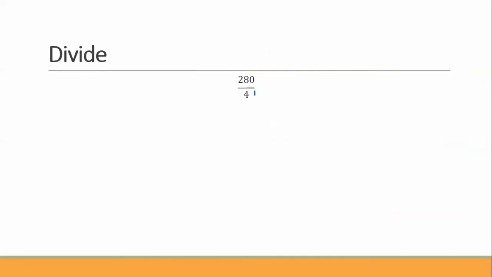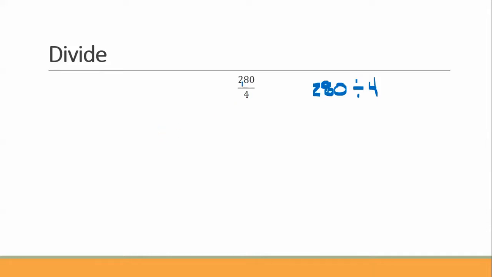So now we want to talk about division. The first thing we want to do is divide 280 divided by 4. This fraction line means divided by 4. Think about if we wrote 280 divided by 4. The 280 goes up here and the 4 goes down here. That's what those two dots are for. So 280 divided by 4. So how many times does 4 go into 280?